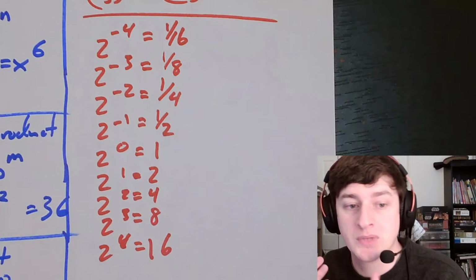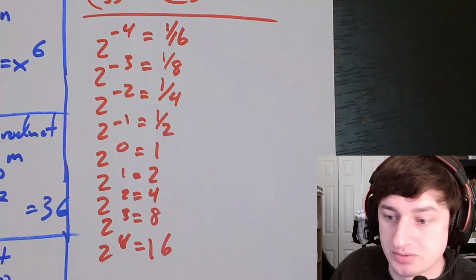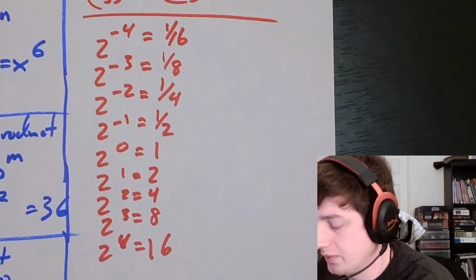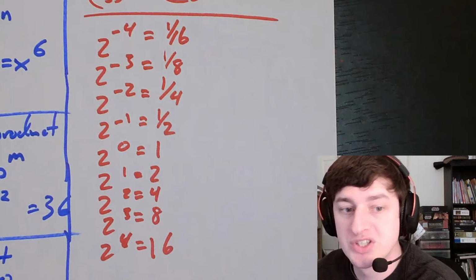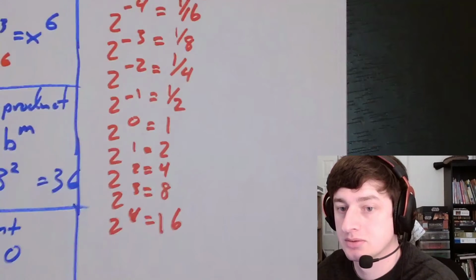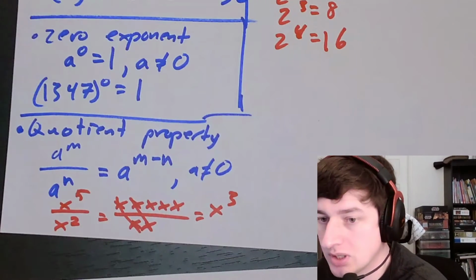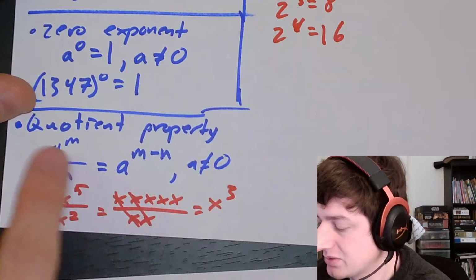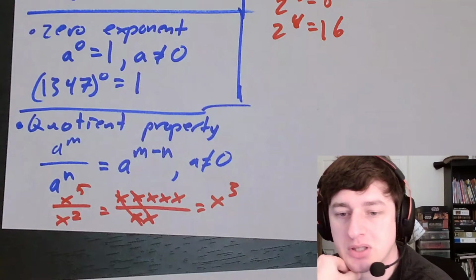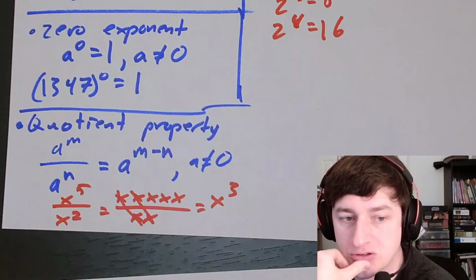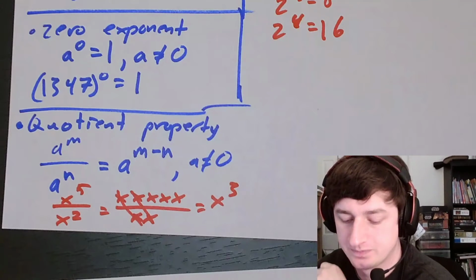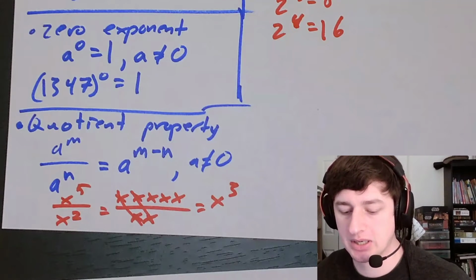So, negative exponents make fractions. Okay? And then we have the quotient property, which is related to this. So we have one more property. We did zero exponent, we did negative exponents over there. Last property is the quotient property, and this can be thought of in two ways. One, and I'm actually going to add something here.